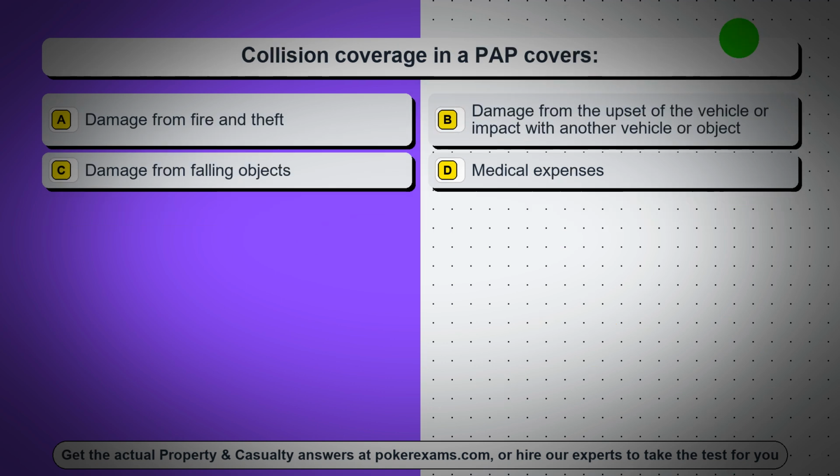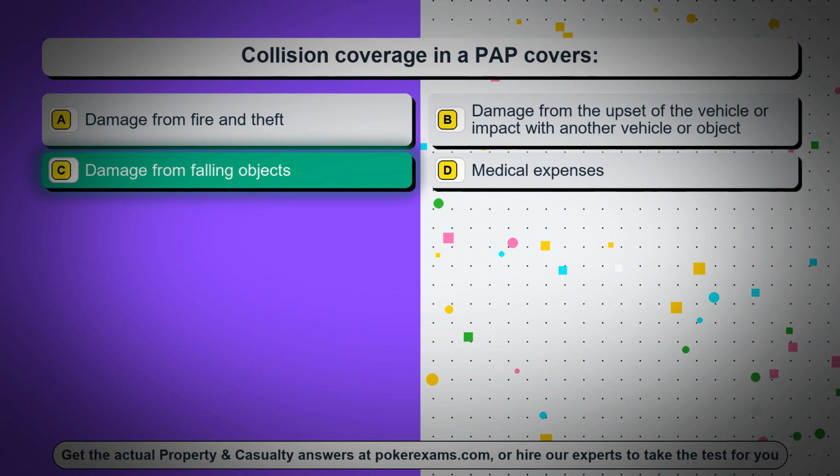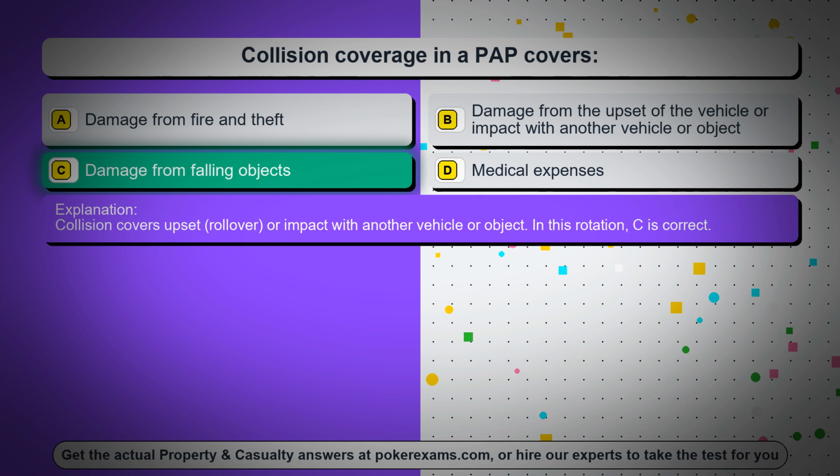Question 81. Collision coverage in a PAP covers: Option A, damage from fire and theft. Option B, damage from the upset of the vehicle or impact with another vehicle or object. Option C, damage from falling objects. Option D, medical expenses. The correct answer is option C, damage from falling objects. Collision covers upset, rollover, or impact with another vehicle or object. In this rotation, C is correct.